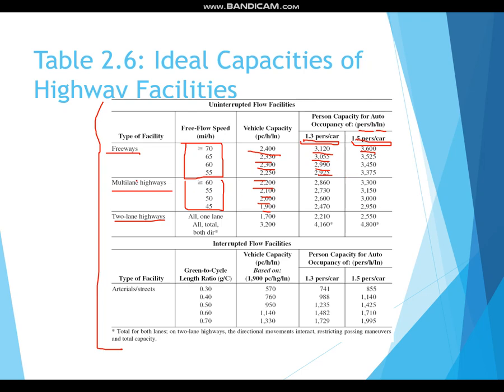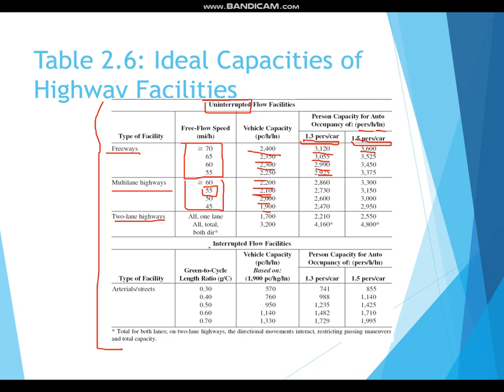So what you're going to be asked to do is, you know a highway and the free flow speed of this highway, so you know the vehicle capacity. You can calculate the person capacity of this road. This is for two types of road: uninterrupted, meaning you have freeways, there is no interruptions whatsoever, there is no traffic signals, signs, access, gas stations, it's totally free.